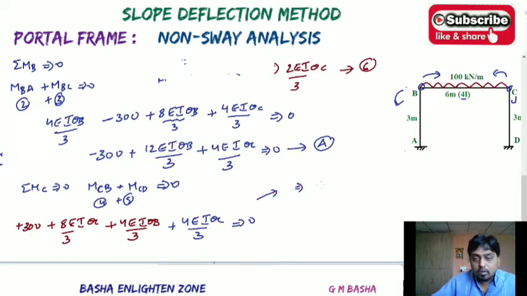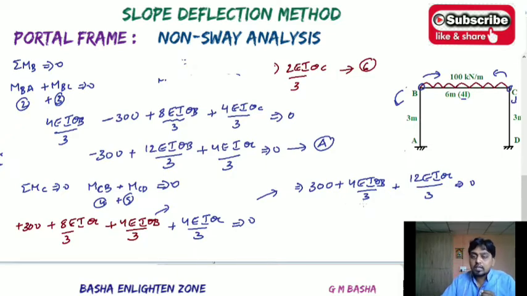300 plus 8 EI theta C plus 4 EI theta C. Therefore, 4 EI theta B by 3 as it is I am taking here, and again 8 EI theta C plus 4 EI theta C. Taking 3 common as the LCM, you will get 12 EI theta C by 3. So there will be two unknowns here, EI theta B and EI theta C.